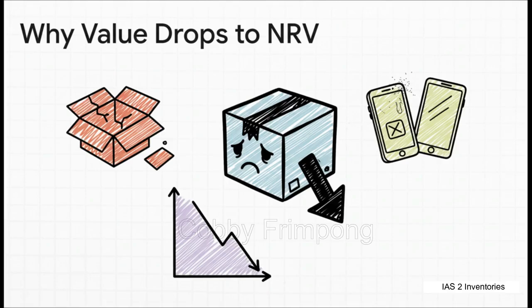So what could possibly happen to make that value drop? Maybe the goods got damaged in the warehouse, or they've become obsolete, or maybe the market has changed and selling prices have just dropped. These are the kinds of triggers that force a company to do that comparison between cost and this new lower NRV.